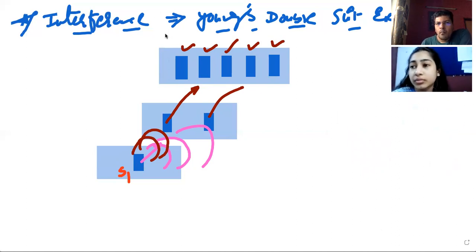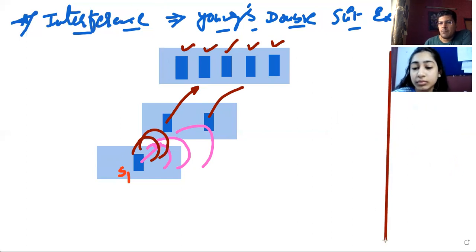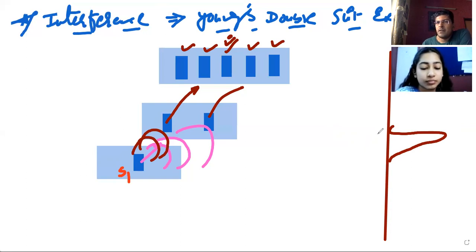So let's say I am putting such a screen where the intensity will be high, like this. The central part is the central maxima, where constructive interference takes place. Then gradually its intensity decreases, like this. So the intensity is maximum, then minimum, minimum, gradually decreasing.